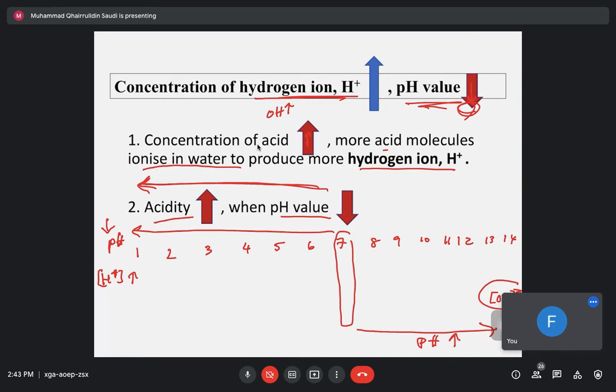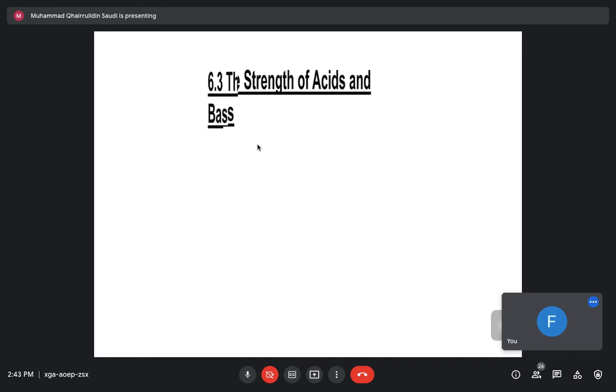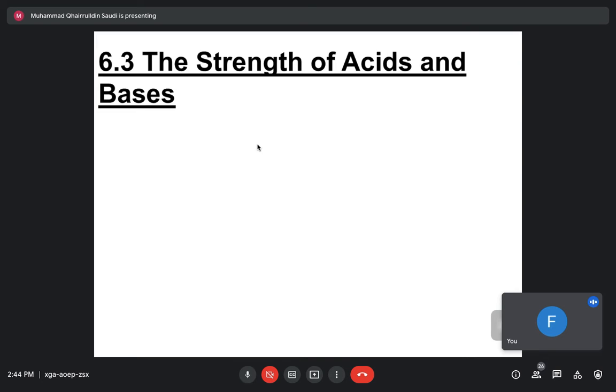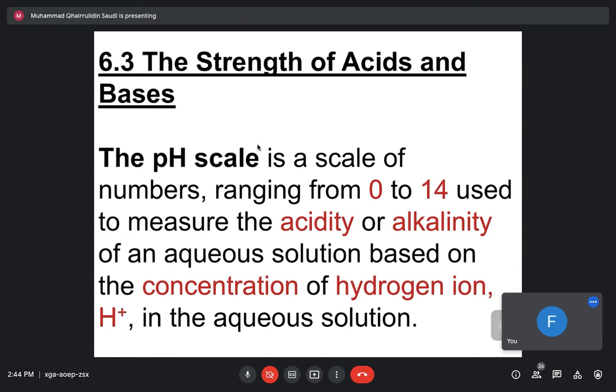Boleh? Boleh. Saya rasa kita takkan sempat masuk the strength of acid and bases ke sempat? Tengok cak jam. 2:43. Let's see. Kenapa tersekat slide saya? Okay. Kita try masuk sikit dulu.